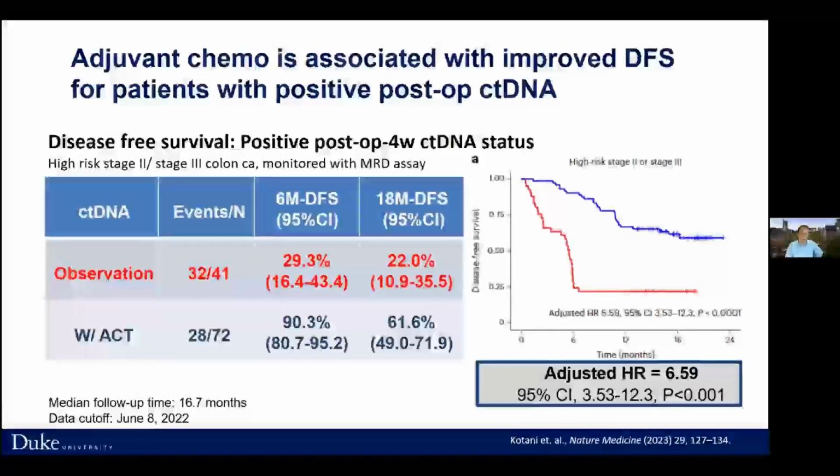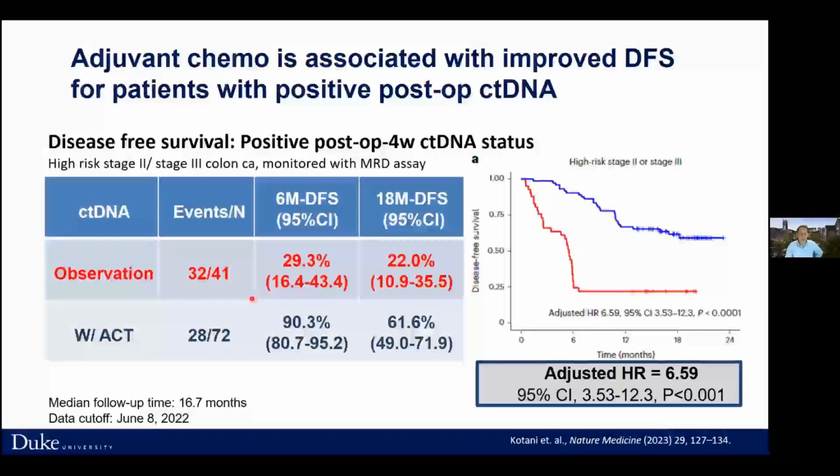Then they flip the question on its head and look at those patients who are positive at the single postoperative time point. Once again, high-risk stage 2 or stage 3 disease, and ask the question, what happens if you give these high-risk patients adjuvant chemotherapy? And you can see adjuvant chemotherapy, 18-month disease-free survival, 61% compared to 22% for observation. So while chemotherapy did not protect all the patients here, there still was a number of patients that had recurrence. It did appear to support the use of adjuvant chemotherapy in these high-risk ctDNA positive patients.